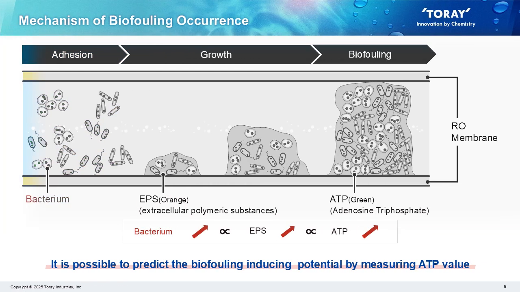When water passes through the RO element, some bacteria are adhered and use the nutrients in the water to multiply, produce EPS, and grow the biofilm. Biofouling occurs when the biofilm exceeds acceptable limits.